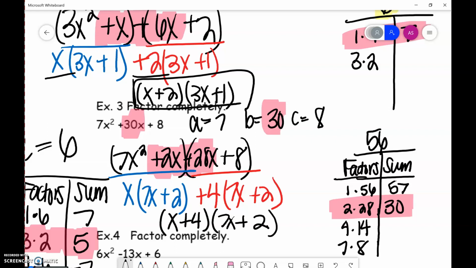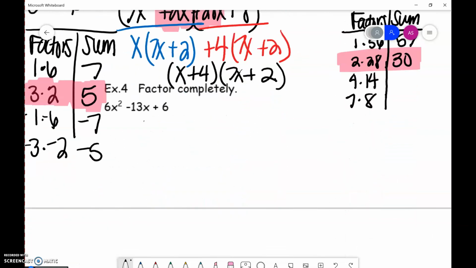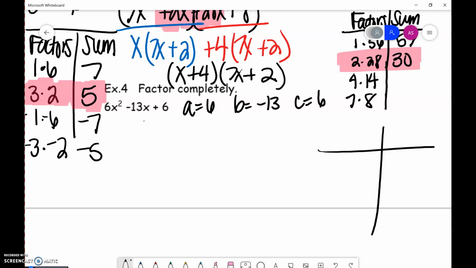All right. Then our last one. Notice here we have a negative number. It's still going to be the same concept, just a little bit different. So my A is 6, my B is negative 13, and my C is 6. I'm going to take my factors of, we got 6 times 6, that's 36. So my factors are going to be here, and my sum is going to be here. Okay, so my factors, I have to consider the negative numbers because my B is negative.